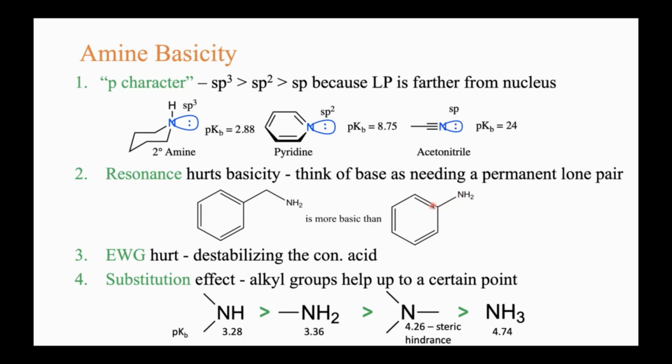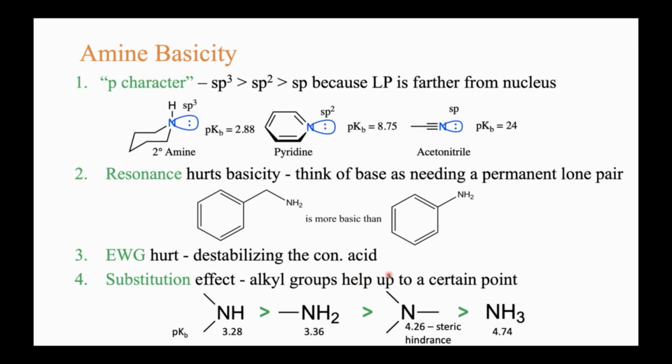Electron withdrawing groups hurt basicity. It'll make it a weaker base because they destabilize the conjugate acid. So if you think of your energy diagrams, if you have an electron withdrawing group and your product is going to have a positive charge, that's going to make that positive charge more unstable. So it's going to change the height of the products on your reaction diagram and affect your overall reaction.